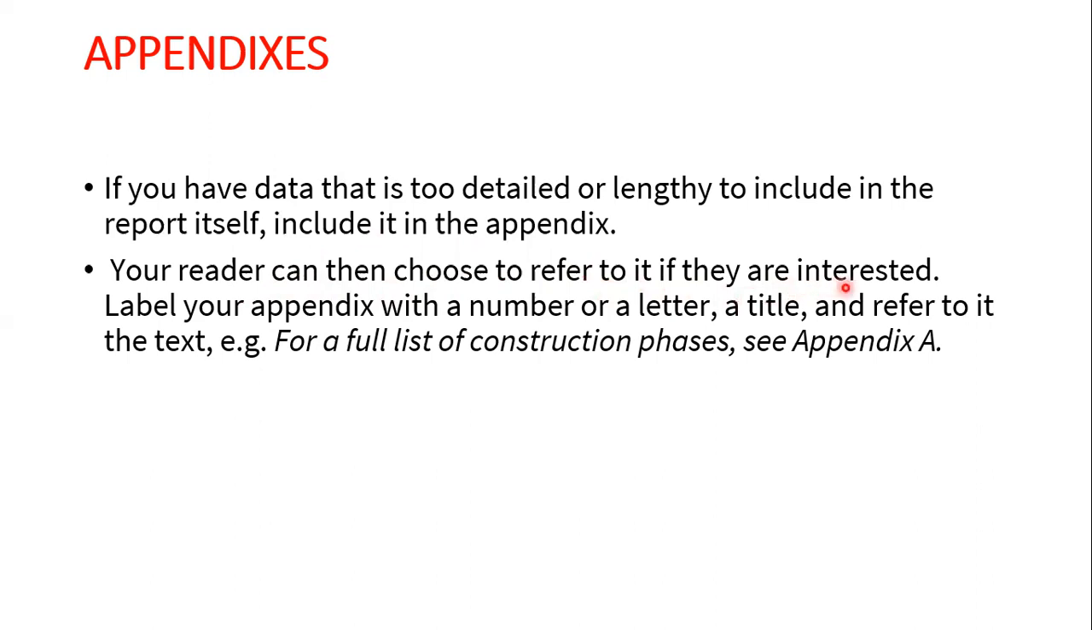I mean, it is discretionary: if the reader has not understood and needs to investigate further, he can refer to the appendixes. Label your appendixes with a number or a letter, a title, and refer to it in the text. For example, for a full list of construction phases, see appendix A.